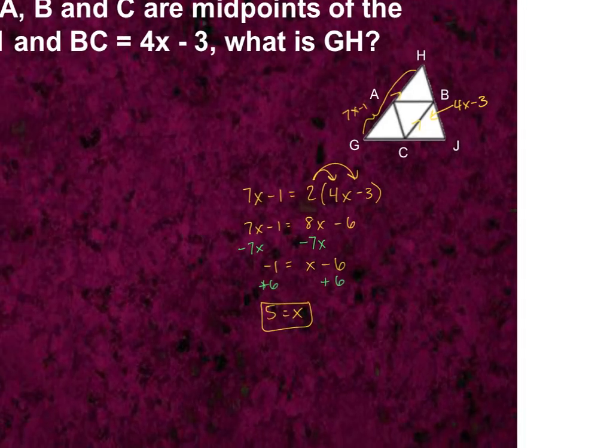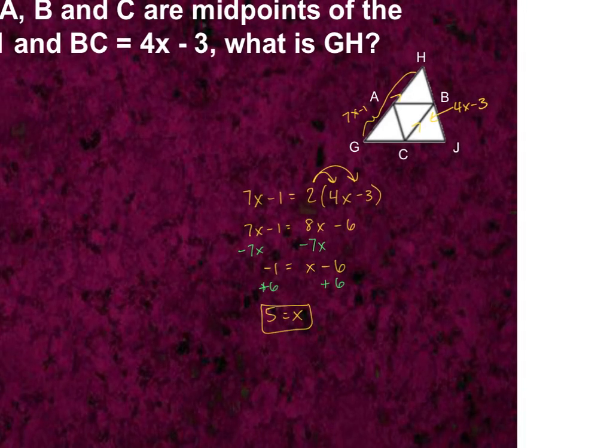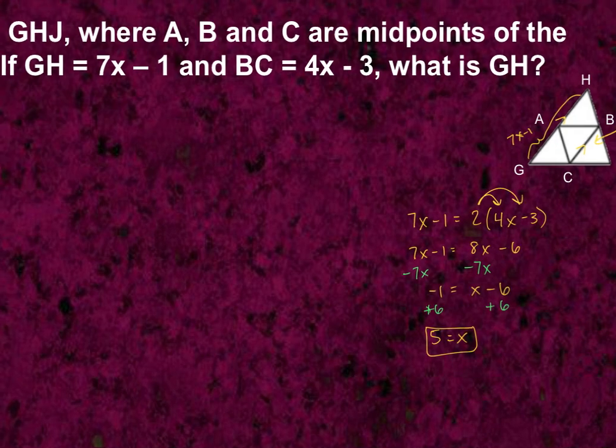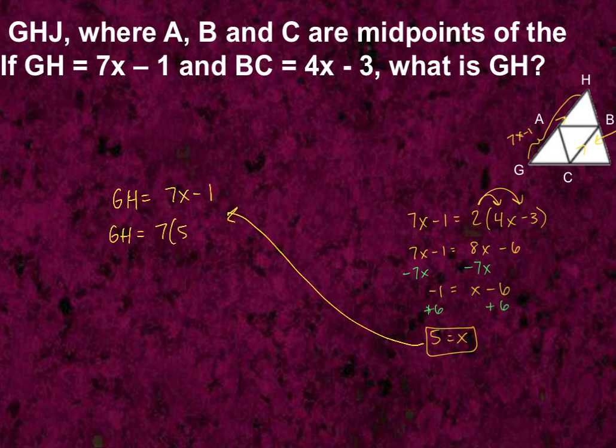Are we done? No. What do we have to do? We have to find GH. We have to plug it in. To which one? 7x minus 1. Good. So we're going to write GH equals 7x minus 1. We're going to take this 5, plug it in there. So GH equals 7 times 5 minus 1, so GH equals 35 minus 1, which is 34.